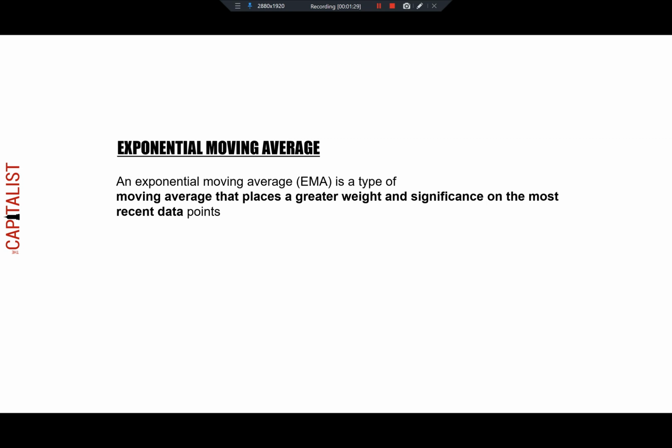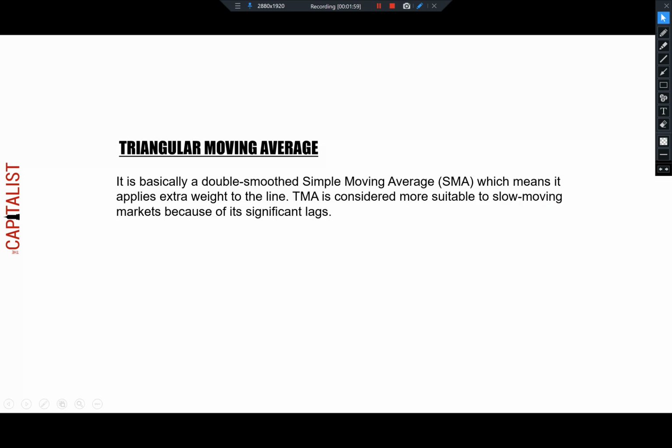The exponential moving average, what we call EMA, is a type of moving average that places greater weight and significance on the most recent data points. So in this particular case, you can see that the EMA has a greater significance. Next, we can look at the triangular moving average.